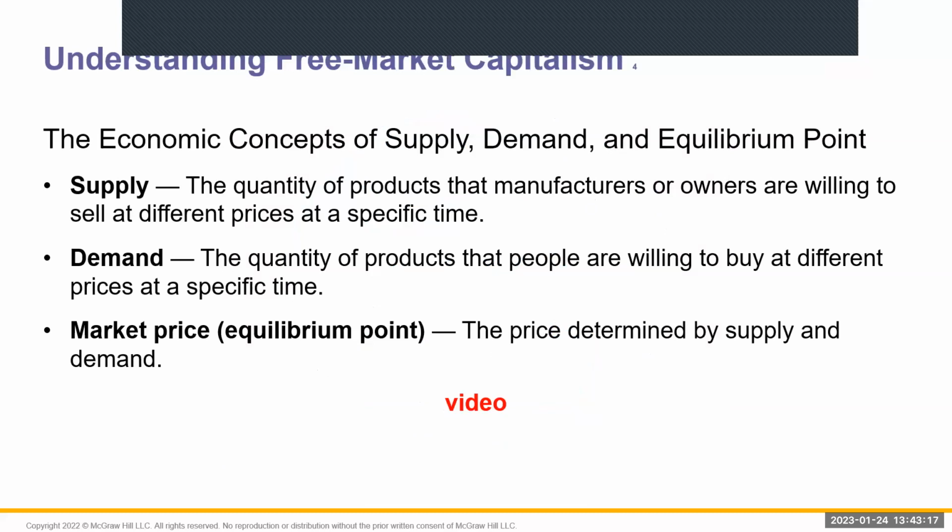Supply and demand and the equilibrium point are important to understand. We could really talk about these for a long time, but we're not going to. Supply is the quantity of products that manufacturers or owners are willing to sell at different prices. Demand is what the people are willing to buy at different prices. So supply is what they're willing to sell. Demand is what the people are willing to buy. The market price comes from the equilibrium point. The price is determined by supply and demand.